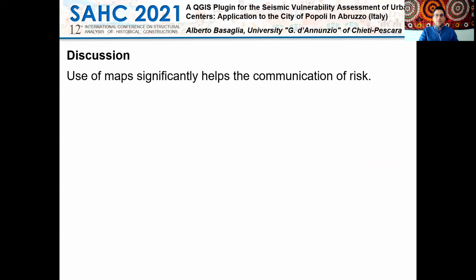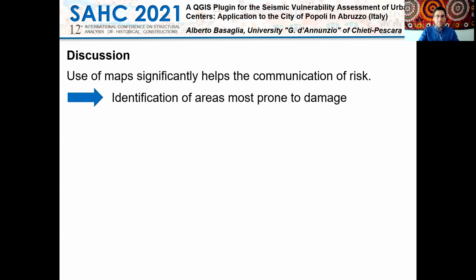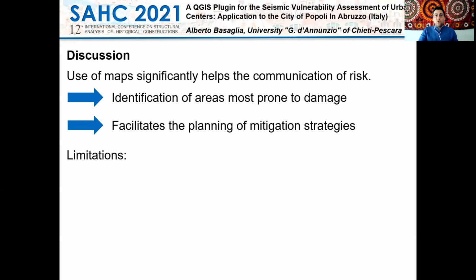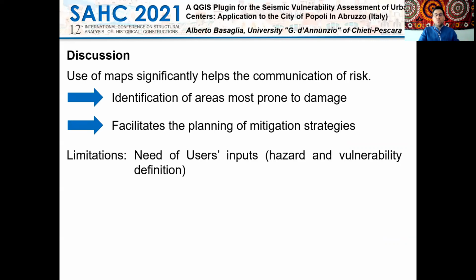So to discuss main findings, we saw that the use of maps significantly helps when communicating risks, as it enables to easily identify areas most prone to damage. And these areas will be the first where mitigation strategies will be put in place. The limitations of this approach, of course, are the need of users' input, especially in terms of hazard and vulnerability definition, and the lack of a graphical user interface, making the plugin a bit difficult to use for people without a background on software or on programming.